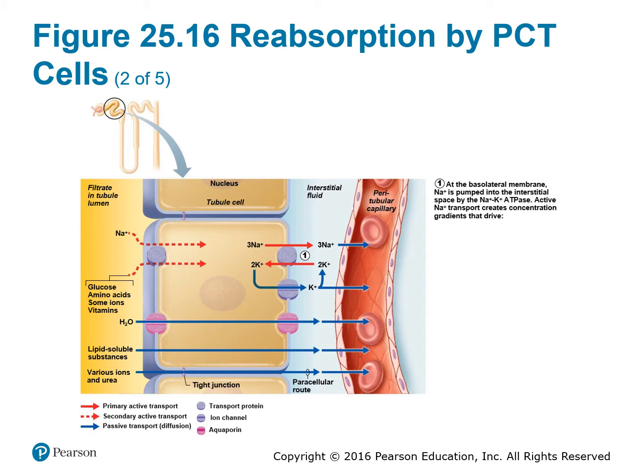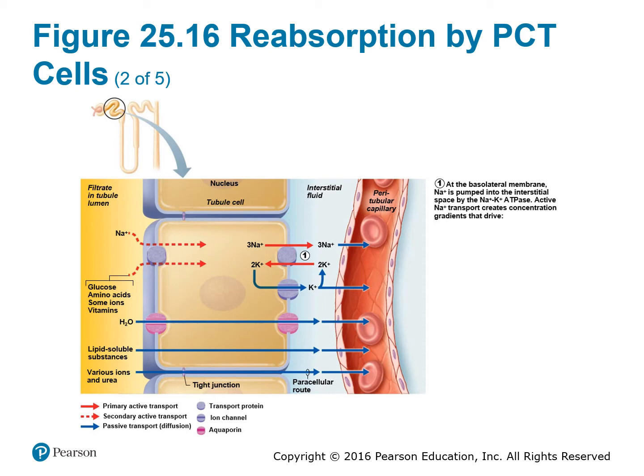This solid line is primary active transport. This dotted red line is secondary active transport. Solid blue is passive transport. You can see solid blue right here for passive. You can see primary active right here and secondary active over here. You can see some more passive transport lines along this way. And then the transport protein is this solid gray, ion channel here, and aquaporin here. See the water? Aquaporin.